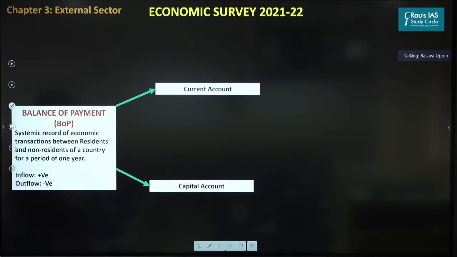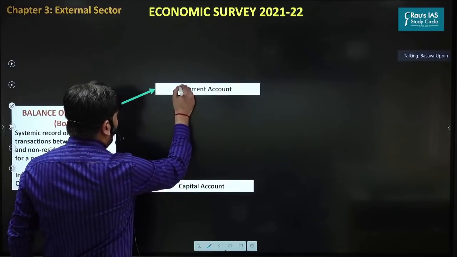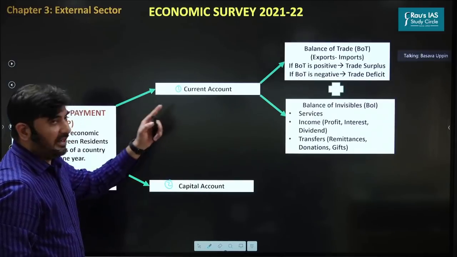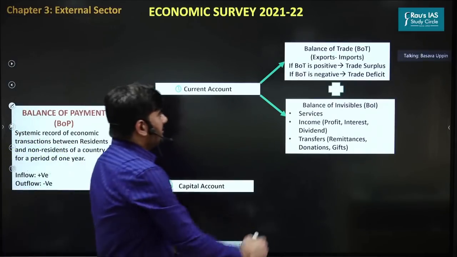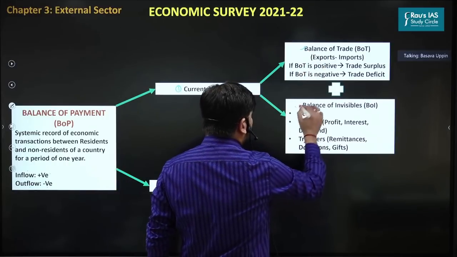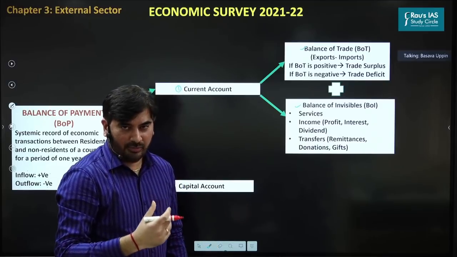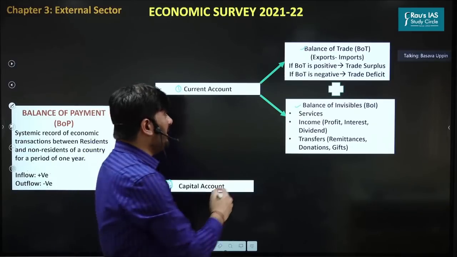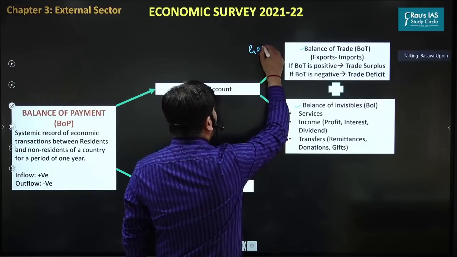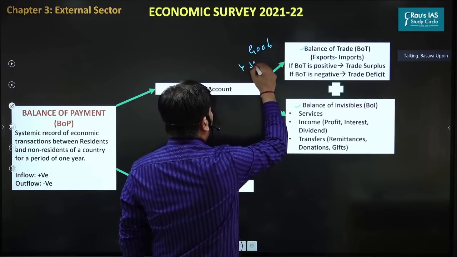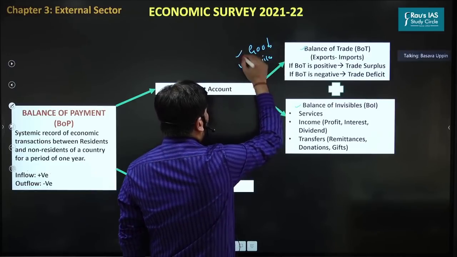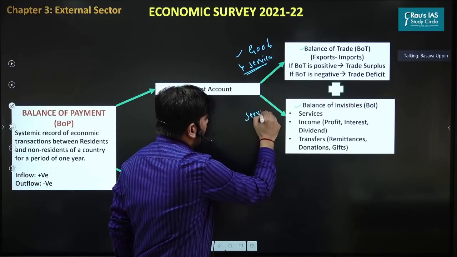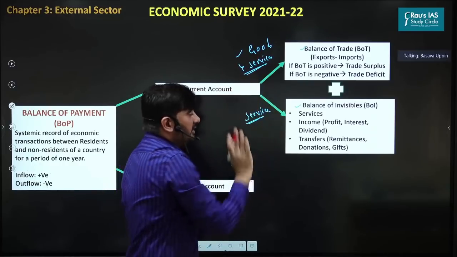Now within balance of payment, you have two accounts, that is the current account and the capital account. Within current account, once again, you have two accounts, that is balance of trade and balance of invisibles, BOT and BOI. Balance of trade basically covers trade only in terms of goods. It does not cover trade in services. Please remember this. Trade in services is part of balance of invisibles. So BOT covers only the goods.